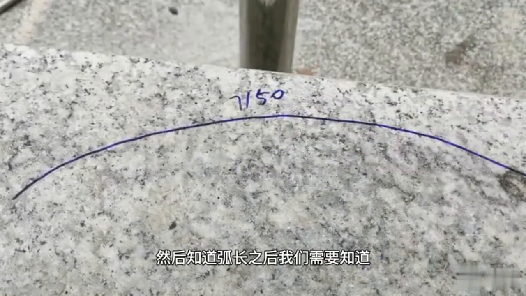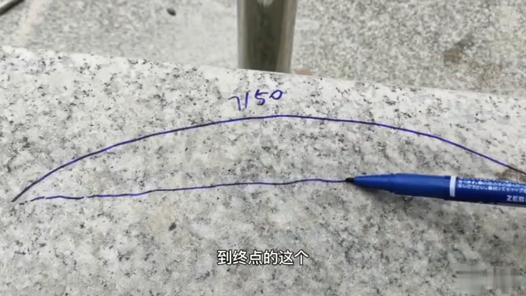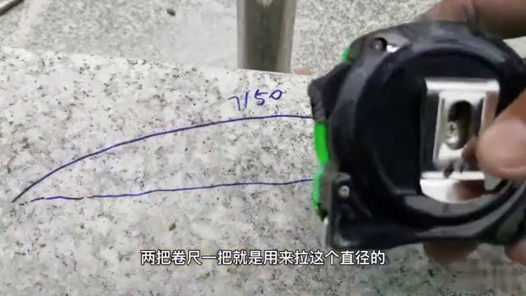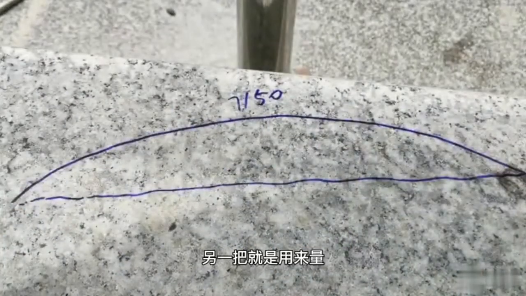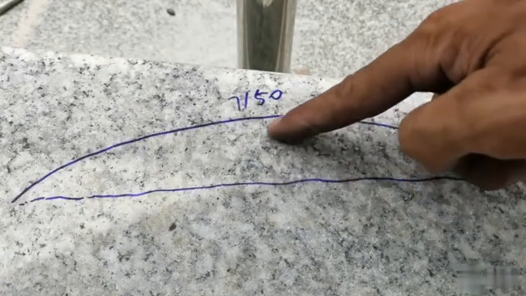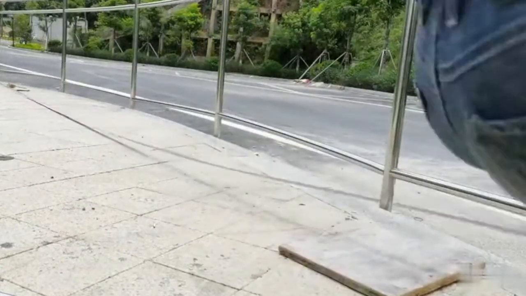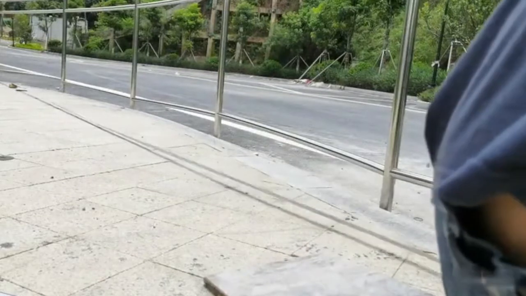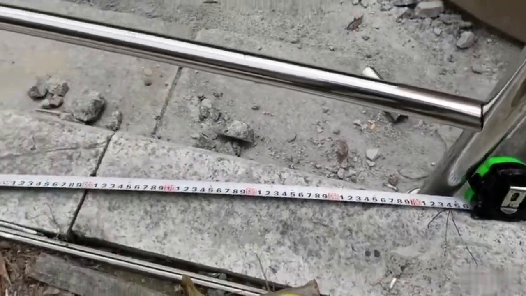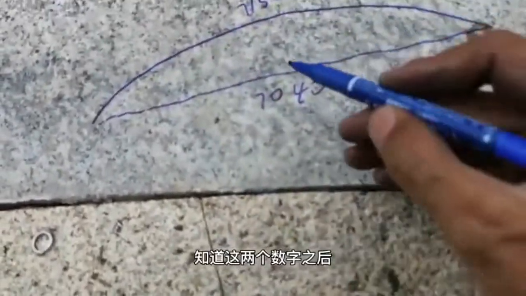After that, we need to know the diameter of this arc, which is the straight line distance from the start point to the end point of the band. After measuring the diameter, we also need to know the band height. To do this, we prepare two measuring tapes. One is to measure the diameter, and the other is to measure the distance between the highest point of the band and the straight line. Here we get the straight line is 7,040 millimeters, and the band height is measured 540 millimeters.